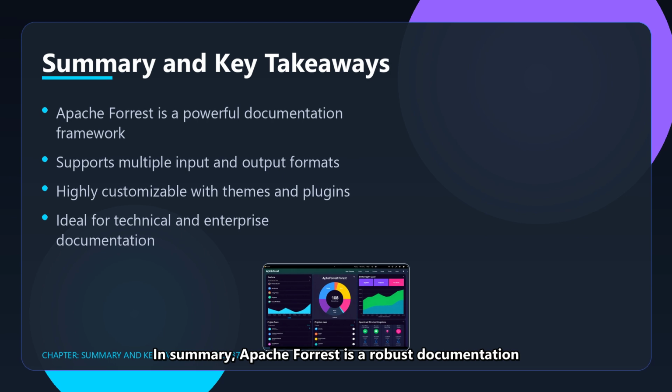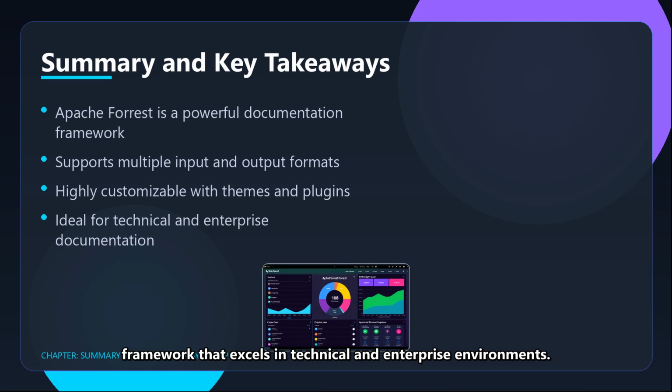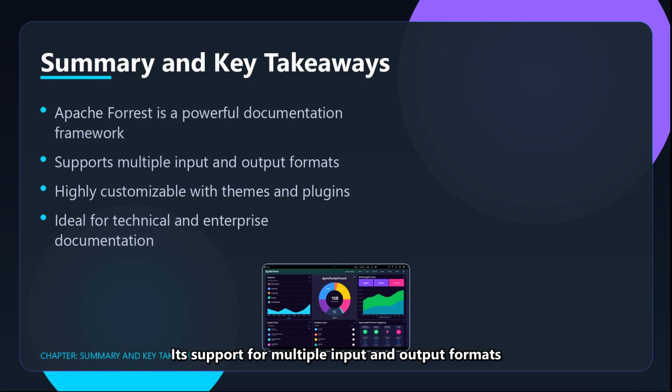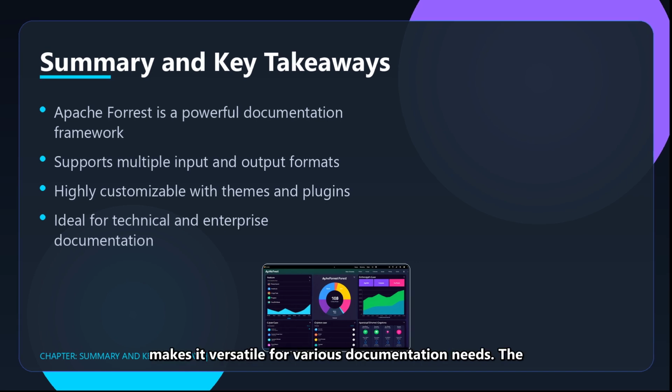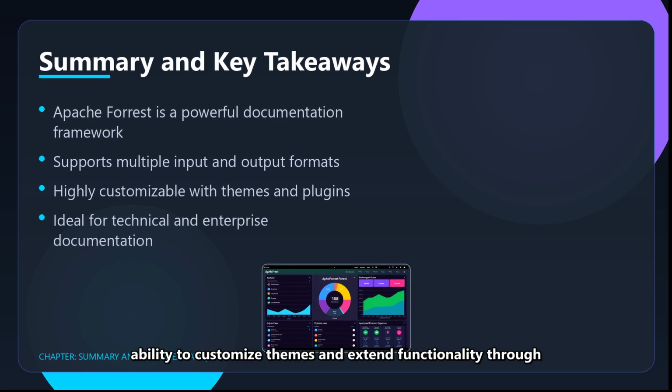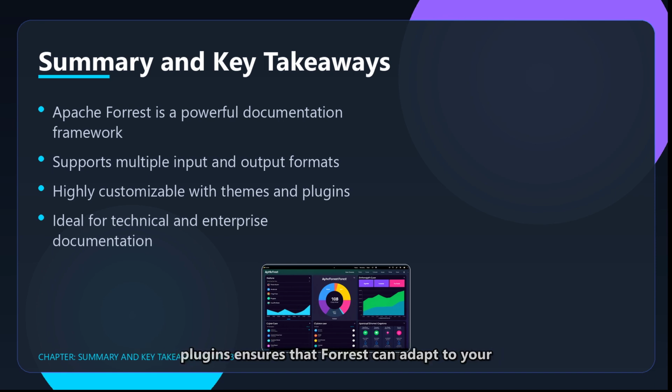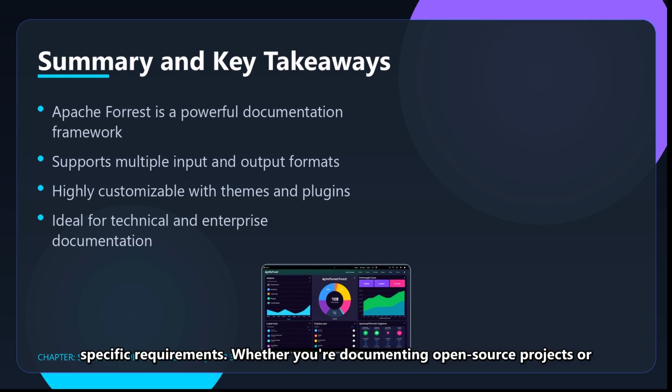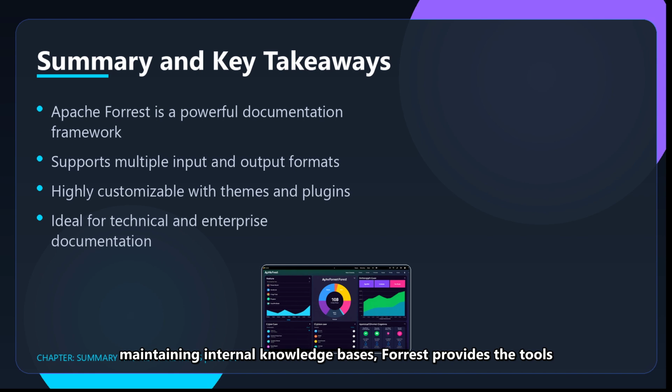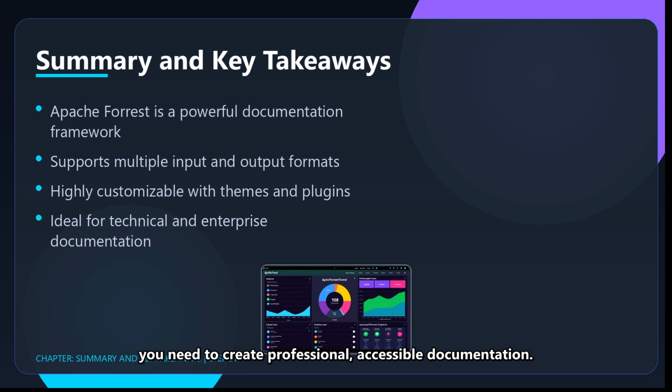In summary, Apache Forrest is a robust documentation framework that excels in technical and enterprise environments. Its support for multiple input and output formats makes it versatile for various documentation needs. The ability to customize themes and extend functionality through plugins ensures that Forrest can adapt to your specific requirements. Whether you're documenting open-source projects or maintaining internal knowledge bases, Forrest provides the tools you need to create professional, accessible documentation.